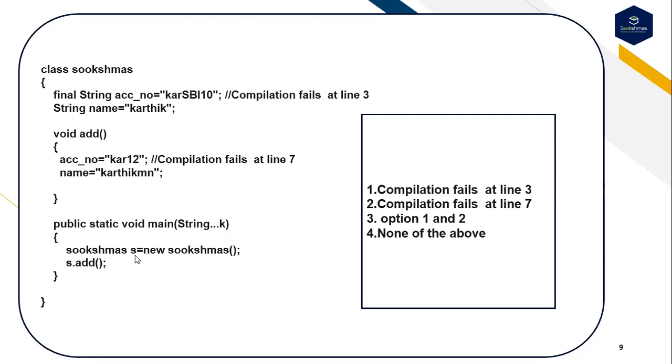Here I have created an object for the class Sukshmas: s is equal to new Sukshmas. With the help of the reference, I will call the method called add. Predict the output of this code.